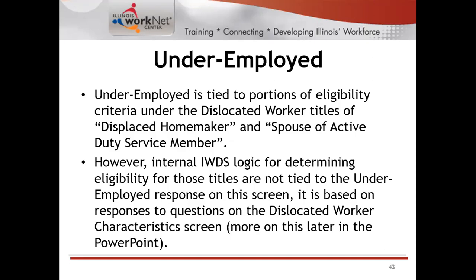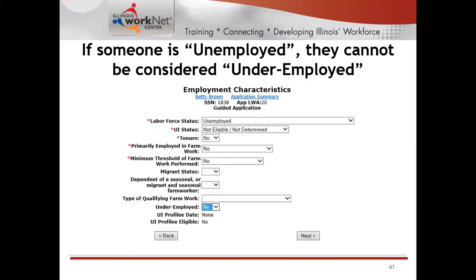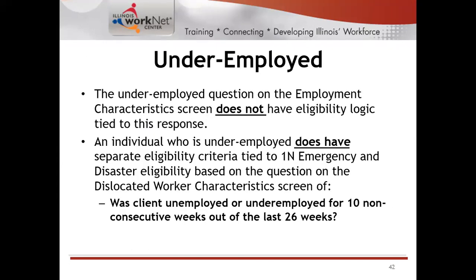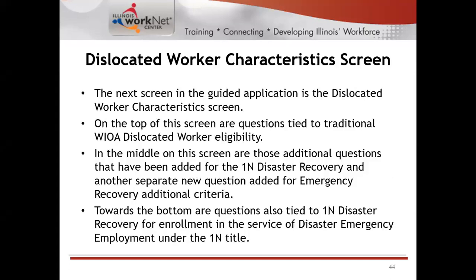All right, so underemployed is tied to portions of the eligibility criteria under the dislocated worker title of displaced homemaker and also spouse of an active duty service member. However, the internal logic in IWDS is not going to be tied to that question. So again, underemployed is a portion of criteria for displaced homemaker and the spouse of an active duty service member, but it's not going to be tied to that question of underemployed that's on the employment characteristics screen. And we'll get to those categories here in a moment.